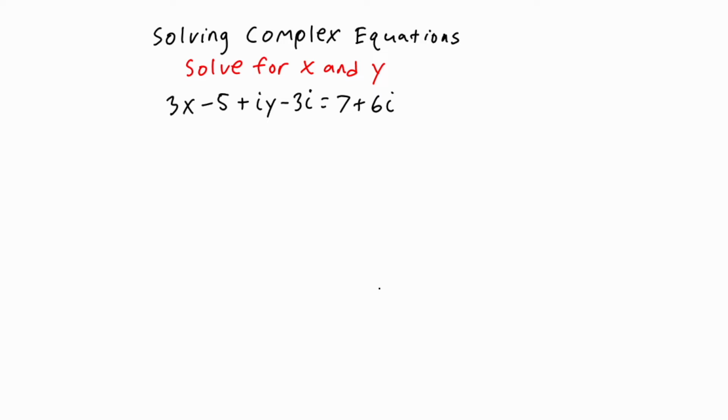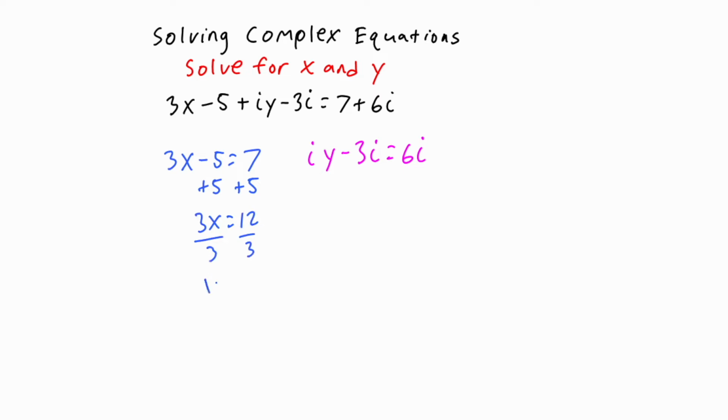So we're going to rewrite this. And so we're going to have 3x minus 5 equals 7. That's the real part. And then y minus 3i equals 6i. That's the imaginary part. So on the left, it works like a normal equation. Add 5 to both sides. 3x equals 12. Divide both sides by 3. And x equals 4.